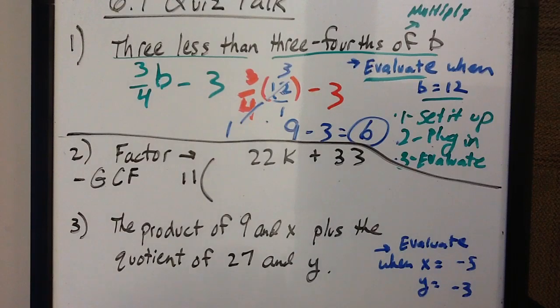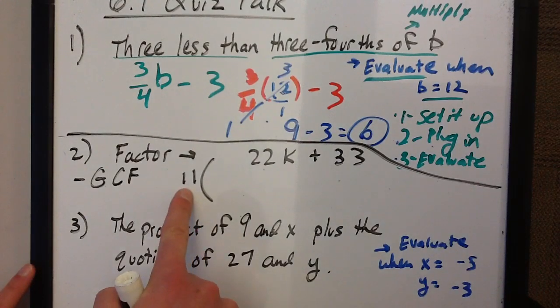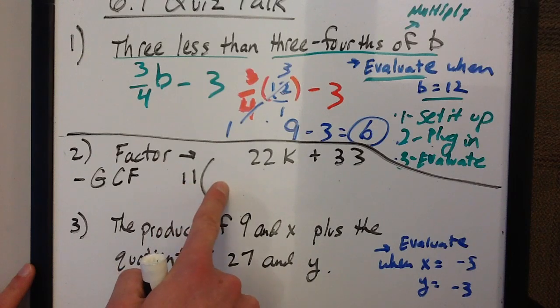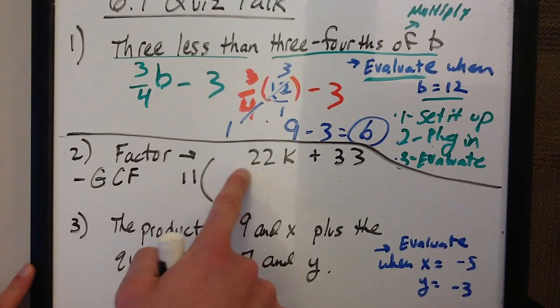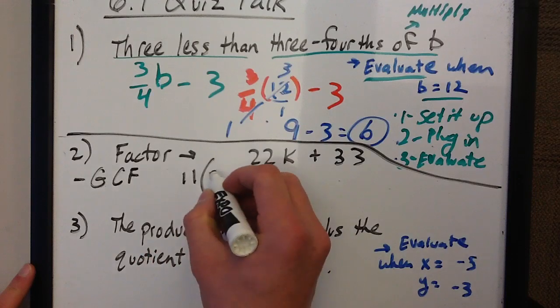Okay? So if I pull 11 out, then I need to think about 11 times what will give me 22? That number would be 2.